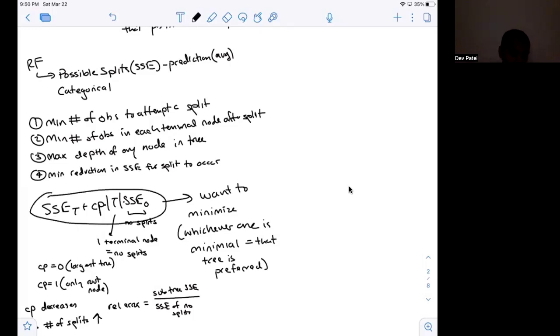And we want to minimize this quantity here: the residual sum of squares, the error sum of squares of the subtree, plus the complexity parameter times the number of terminal nodes. And again, the number of terminal nodes is always the number of splits plus 1, times the SSE of the tree with no splits. So you want to try to minimize that. If you have two different trees, one with 5 splits and one with 4 splits, whichever tree has this lower quantity, you would prefer that tree.